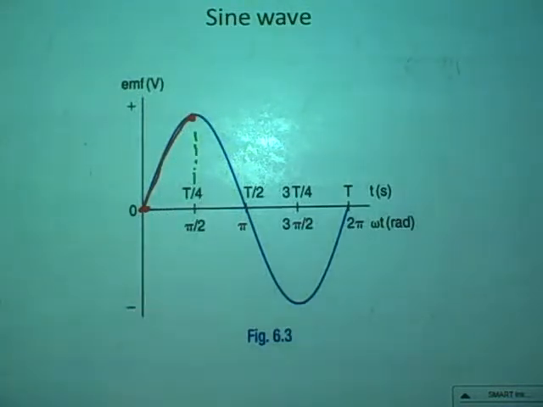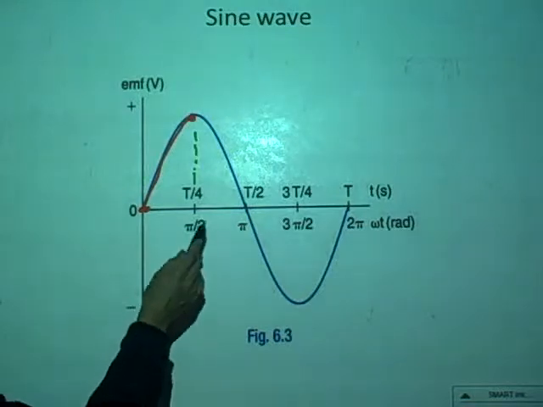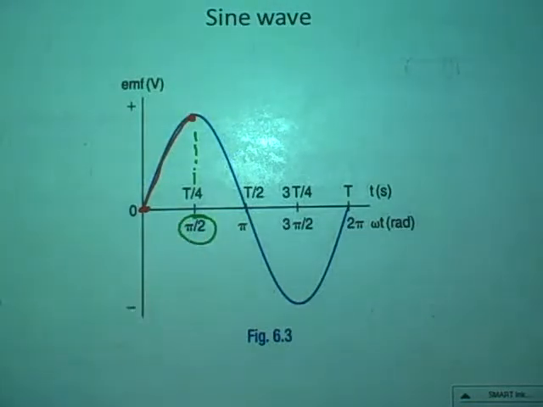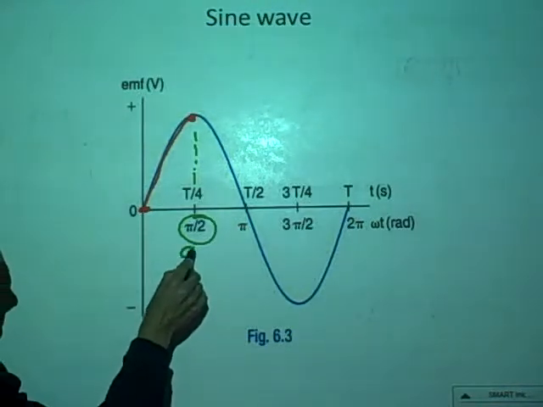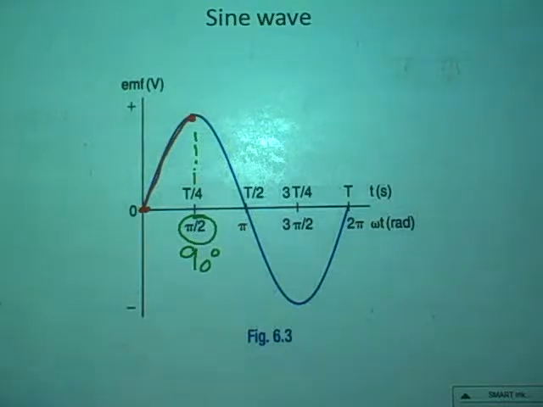t divided by 4. In other words, it's pi divided by 2, which gives an angle of how many degrees? 90 degrees. Good. Make a note to that effect on your diagrams.